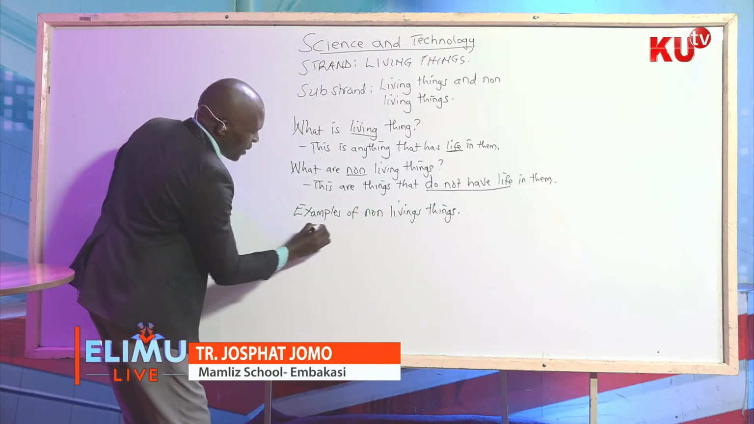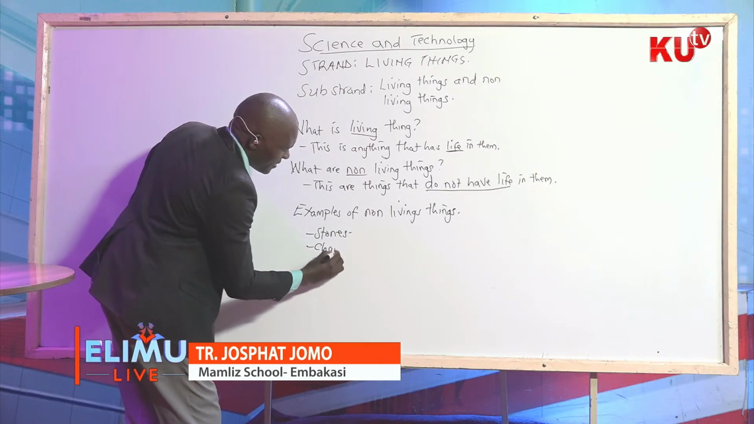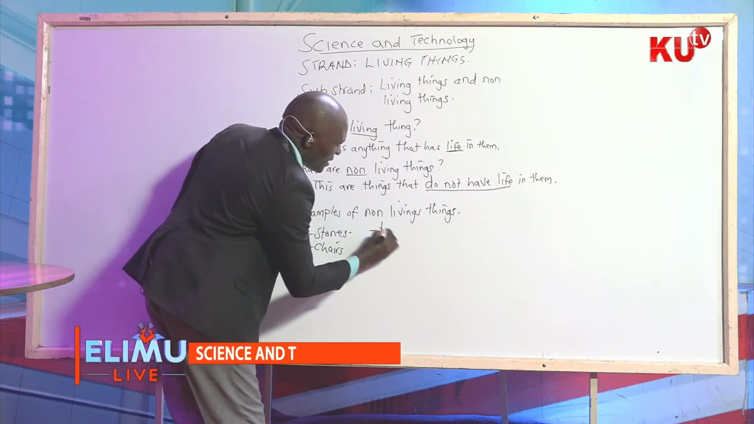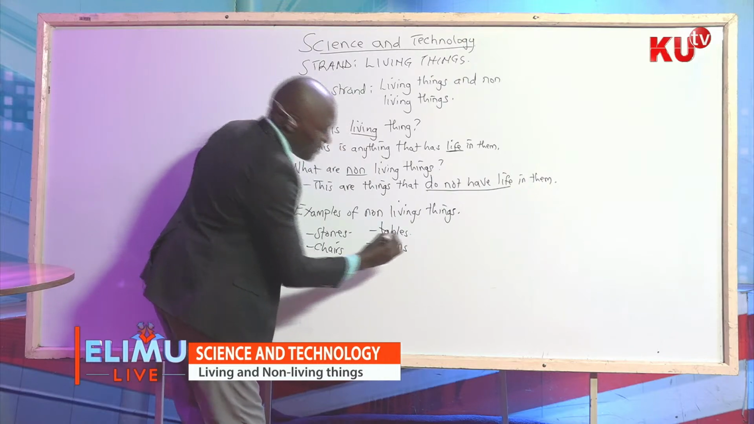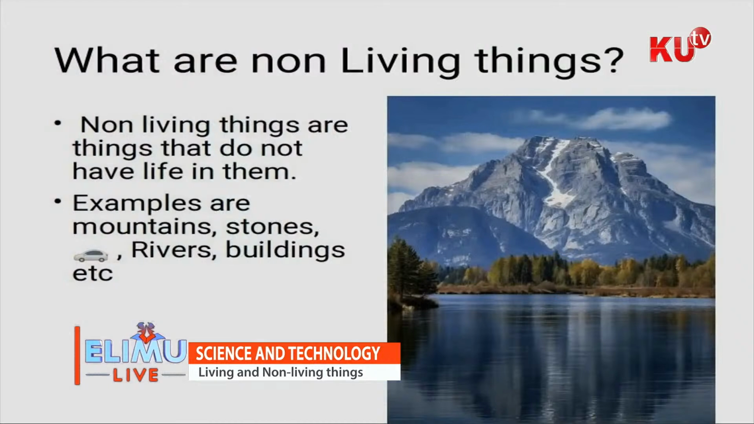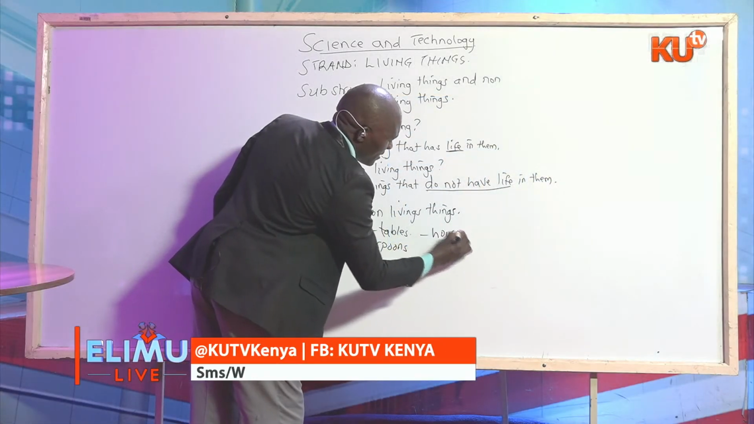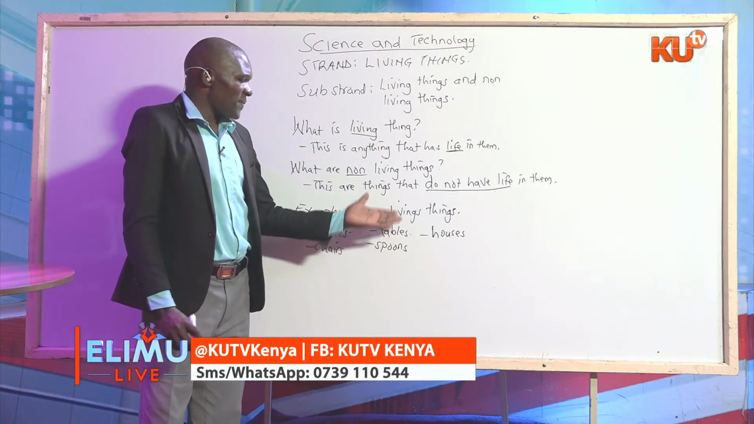In addition, we also have the stones. We have the chairs. You can also check in your houses. We also have tables. We have the spoons. These are some of the non-living things that we have within us. And also, you can look at some of the houses, all buildings that you can see around you. They are what we call non-living things.